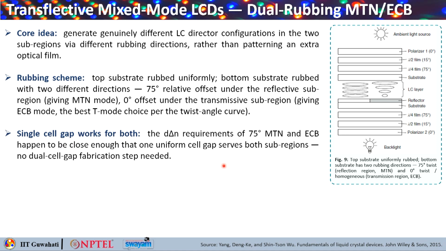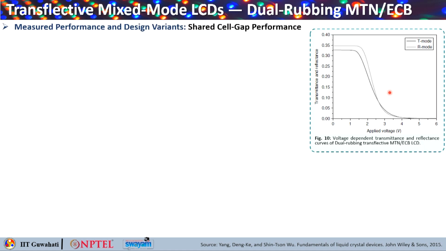Now the single cell gap works for both here, because instead of having two different cell gaps, you are maintaining the same cell gap. So the d delta n requirement for 75-degree MTN and ECB happens to be close enough that you can actually go for one uniform cell gap that can serve the two regions, the transmissive and the reflective regions. So in that case, no dual cell gap fabrication step is needed.